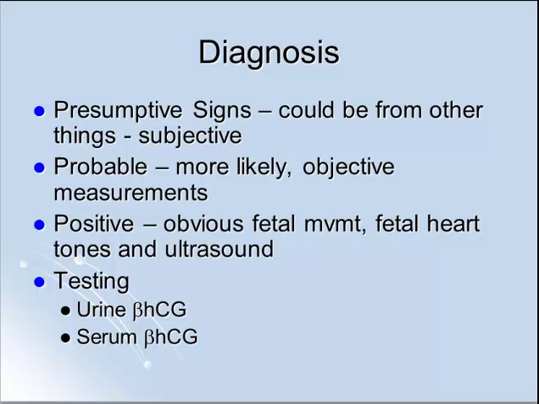These are things like obvious fetal movement, fetal heart tones found that are easily distinguishable from the mother's heart tones. And then ultrasound, of course, we look in there and we see the baby waving back at us. Pretty positive that there's a pregnancy with that. Then there's the testing, the urine and the serum, beta HCG, which we had talked about before.